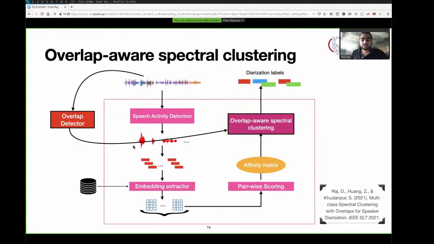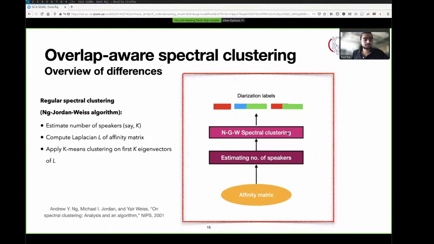We keep all the other components the same and just replace the clustering algorithm with an overlap-aware spectral clustering algorithm, which takes as input the affinity matrix and also the output of an overlap detector, which is externally trained. It takes both of those as input and performs overlap-aware diarization. So as you can see, it assigns segments to multiple speakers depending on the decision of the overlap detector. Let's look at this in a little more detail.